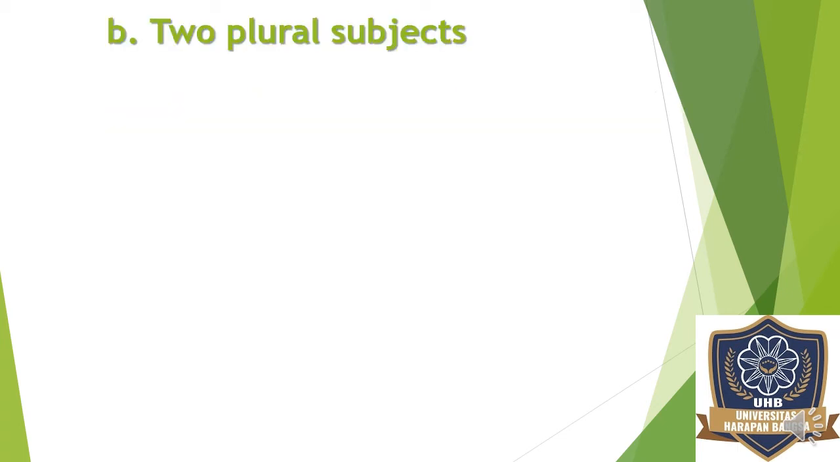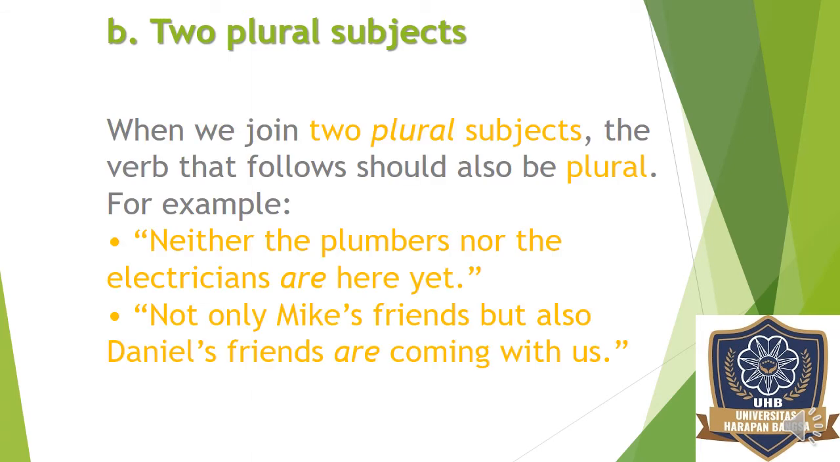The second rule, two plural subjects. When we join two plural subjects, the verb that follows should also be plural. For example, neither the plumbers nor the electricians are here yet. The electricians, with S, means more than one electrician. Not only Mike's friends, but also Daniel's friends are coming with us. Daniel's friends, meaning more than one friend.